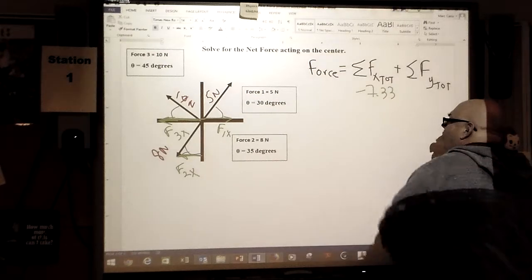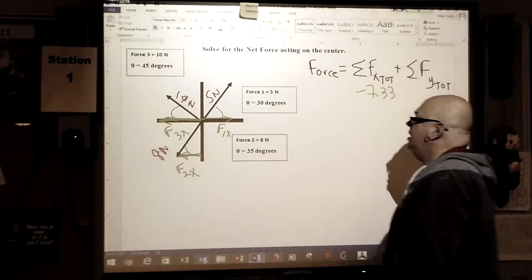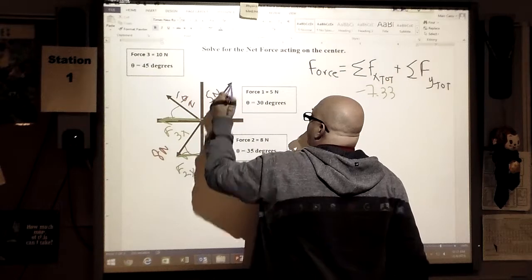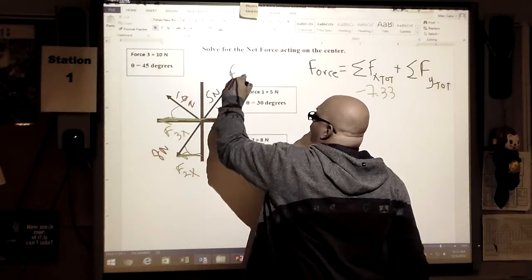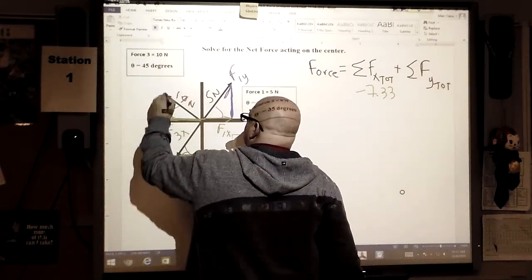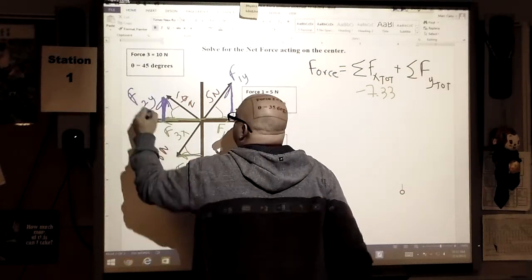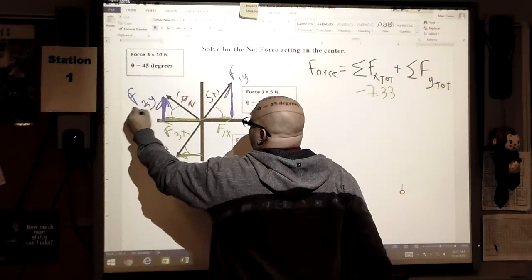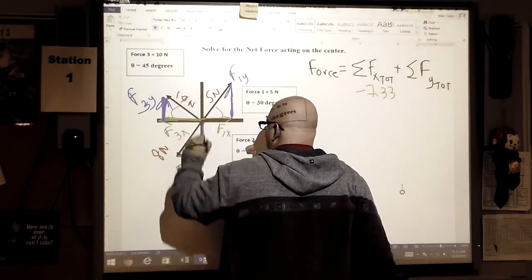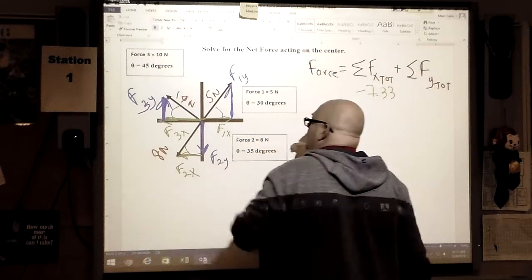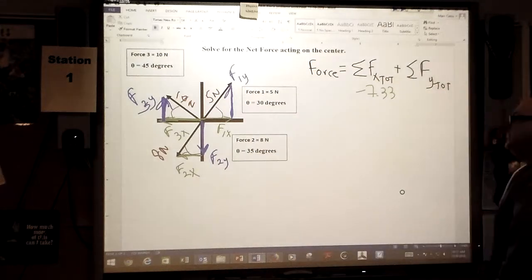Okay, now I need to find my y totals. So it's going to be very similar. I'm going to be drawing my y vector here, and this is f1 in the y direction, and here is going to be f3 in the y direction, and down here is going to be my f2 in the y direction. So this is what we have.